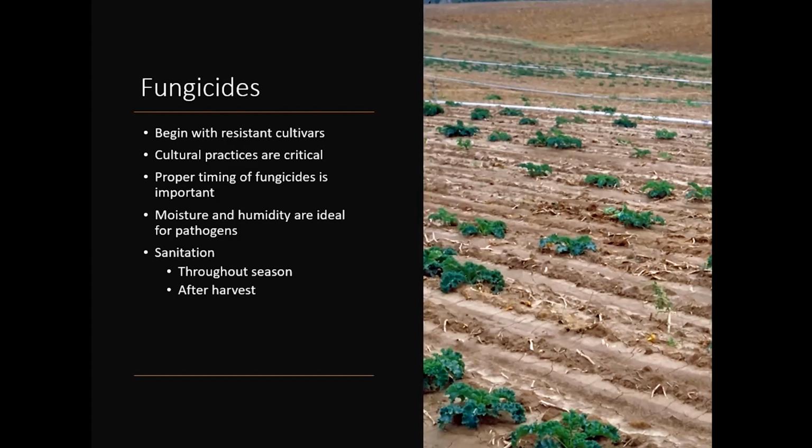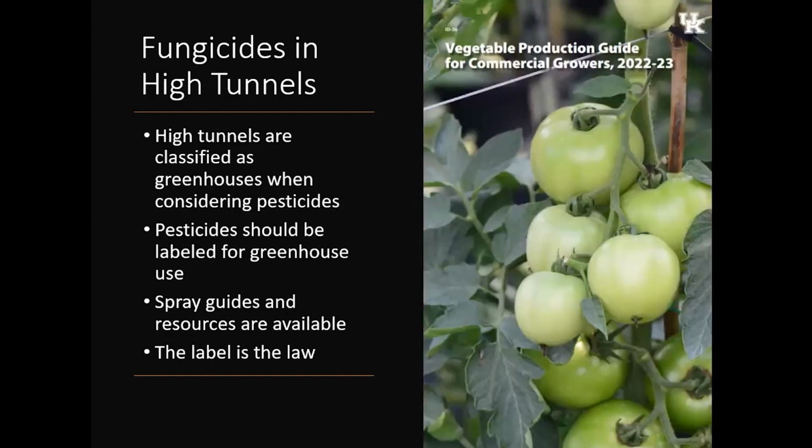Sanitation. Through the season, you're going to prune and clip, and you're going to haul debris out. And after harvest, you're going to clean things up very well. Then you can talk about fungicides, right?